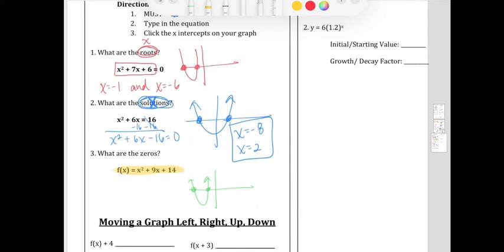Where does it touch the x-axis? X equals... and x equals... Not too bad.